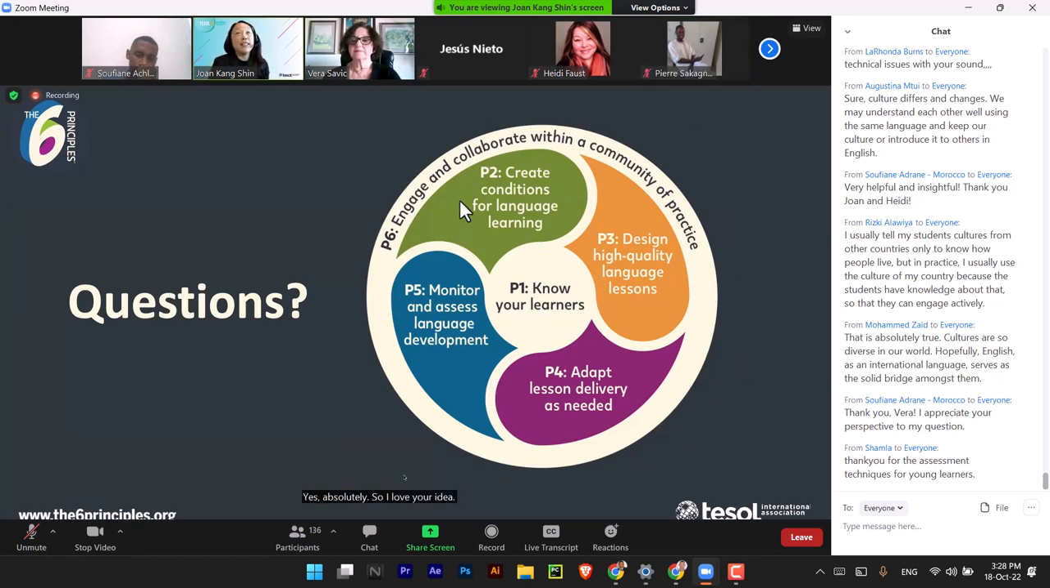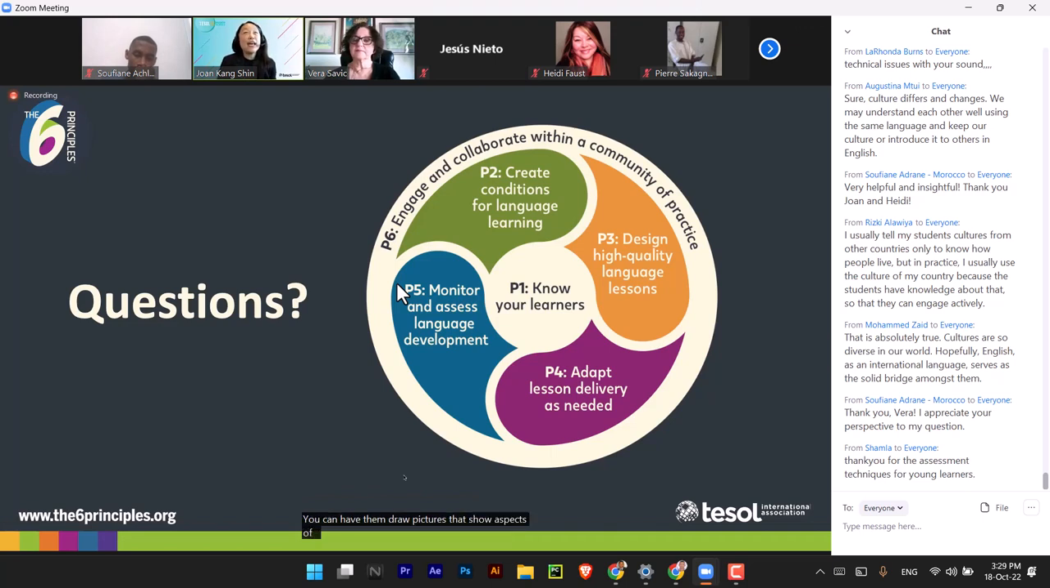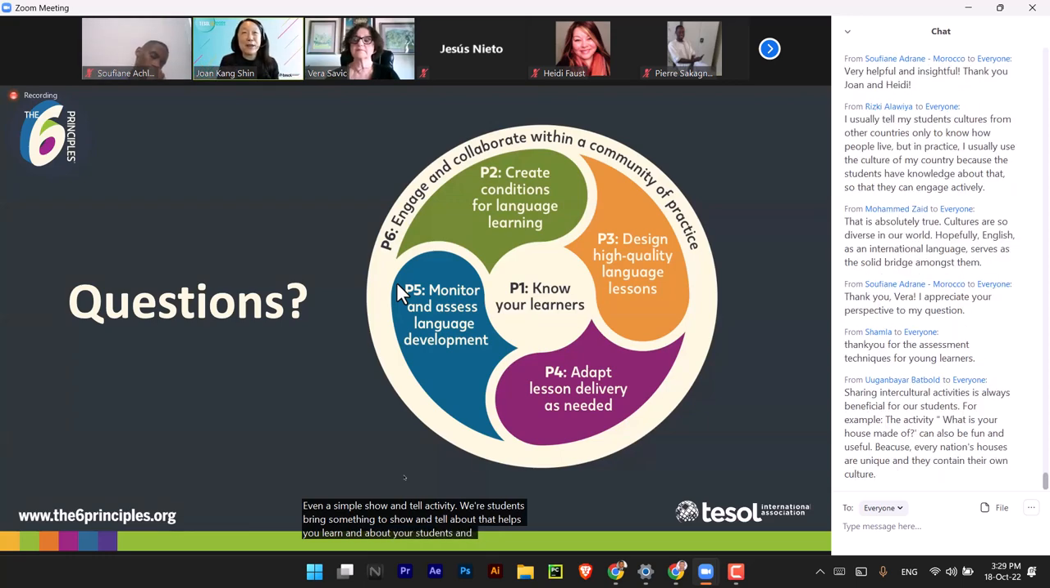So I love your idea of an identity wheel. There are ways that you can incorporate students' autobiographies, like creating different worksheets where they can express things about themselves. Either it's things about what they like, their hobbies, about their family. You can have them draw pictures that show aspects of their life. And that way you can learn lots of things about your students. Even a simple show and tell activity where students bring something to show and tell about helps you to know them better. So I would say anything that gets them to personalize the content you're teaching.